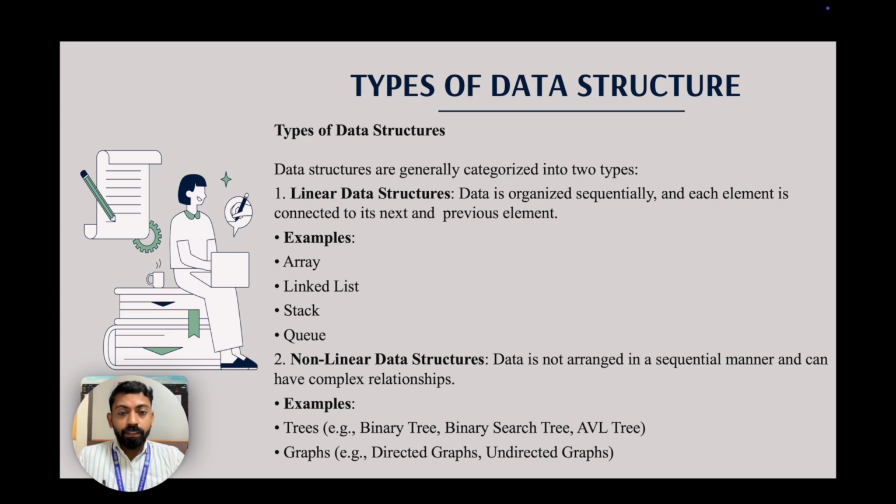Non-linear data structure. Data structures that are not arranged in a sequential manner are called non-linear data structures. So it has a complex relationship. Examples are tree, binary search tree, AVL tree, graph, directed graph, undirected graph. So many graph concepts are there. So these are the types of data structures.